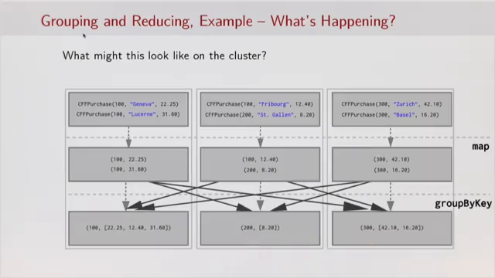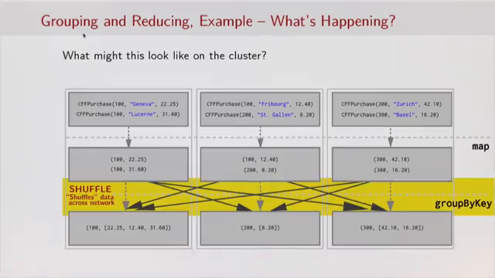So then we move around all of the key value pairs so that all purchases by customer number 100 are on this node, and all purchases by customer number 200 are on this node, and all purchases by customer number 300 are on this node, and they're all in this value, which is a collection. This highlighted part here is where all of the data moves around on the network. This part of the operation is the shuffle.